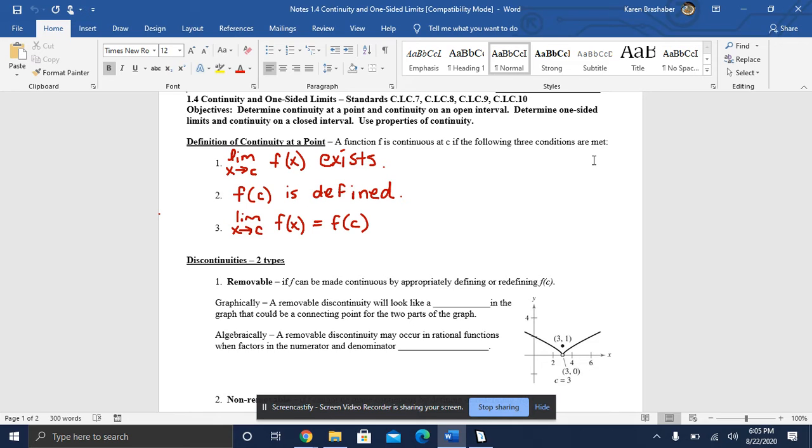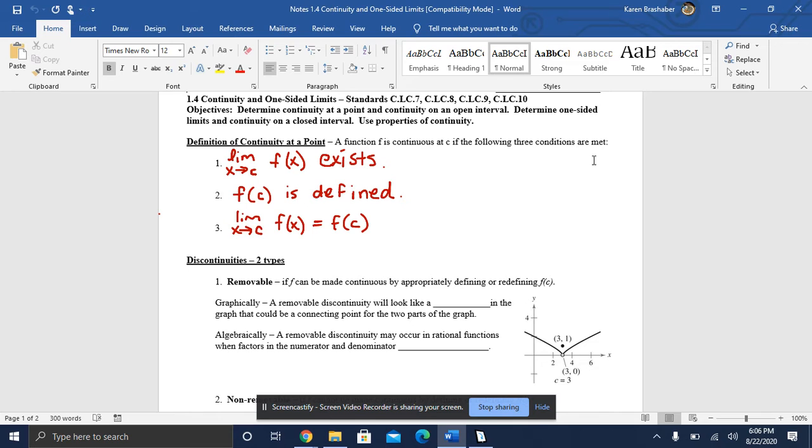And then two, that f of c is defined. And three, and maybe this one's the most important of all, that the limit as x approaches c of f of x has to equal f of c. So each one of those conditions must be met, and if so, then you may claim that a function is continuous at x equals c.